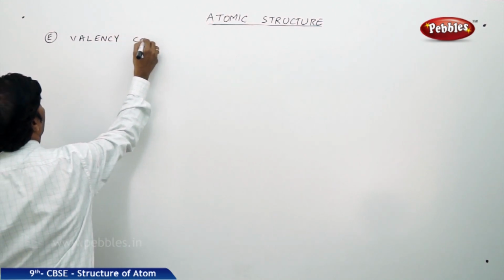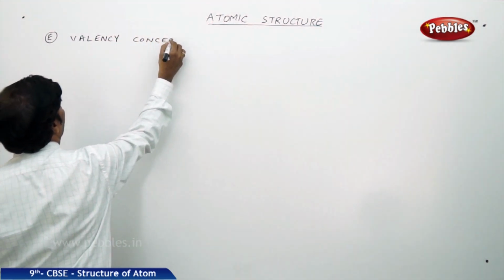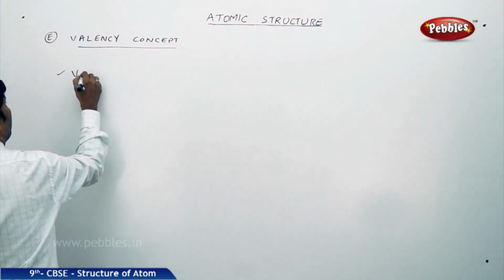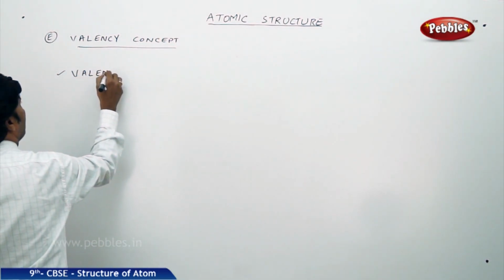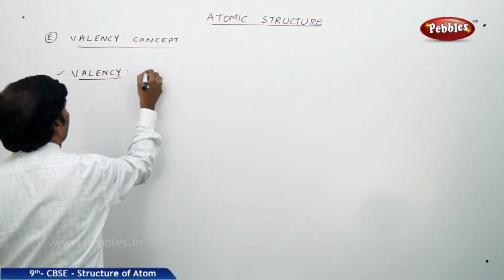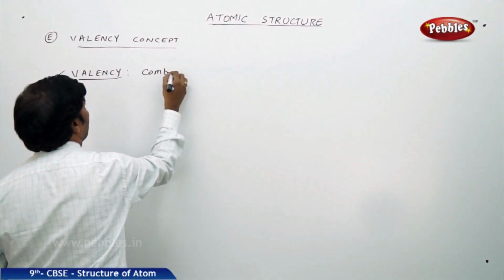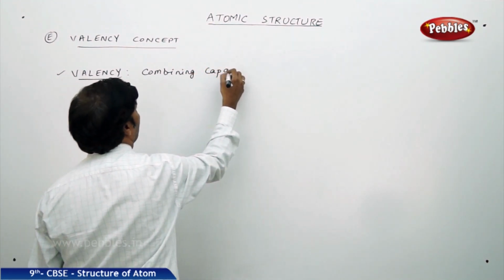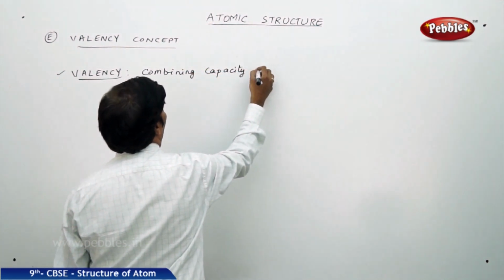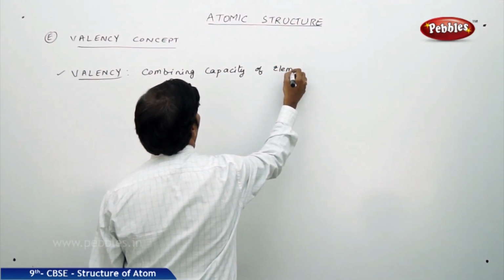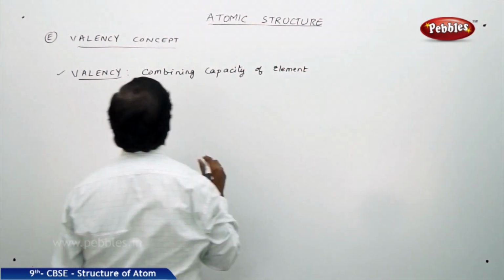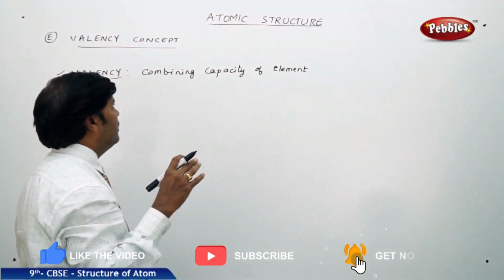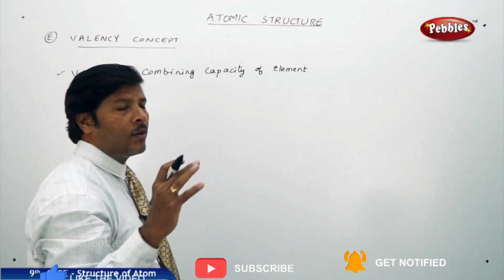valency concept. When you say valency, what do you mean by valency? I'll simply say valency is nothing but the combining capacity of an element. Bluntly, we can use only one single meaning for valency, that is, the combining capacity of an element is simply called valency.